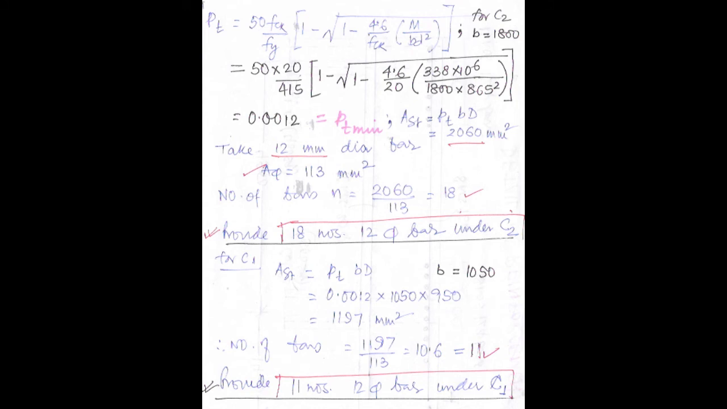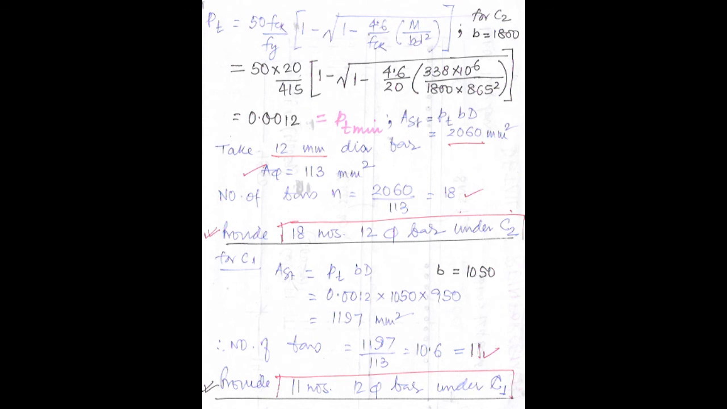That means fck is 20, fy is how much? 415. What is M? Now moment under the column C2, how much have we got? 338 into 10 raised to 6, correct? What is d? 865. So from here we are getting the value as 0.0012, which is exactly the same as specified by the code. So okay, this is the minimum value anyhow we have to provide. And we are getting by calculation also this much value, so hence it is okay and we can proceed.